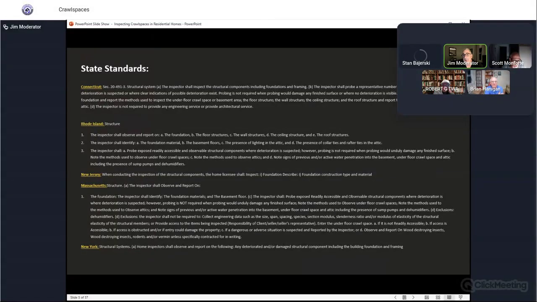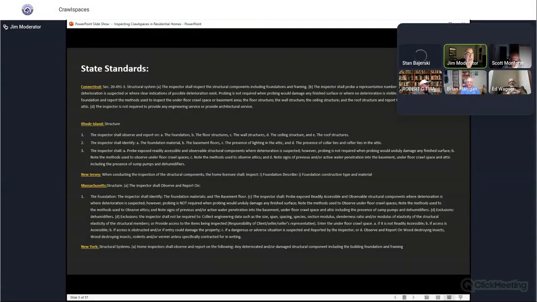So in Connecticut, it's a little weird. You go down, you're seeing a sill plate, you don't see any damage. Technically, you don't have to probe it. I personally probe it because the termite damage and water damage can be inside the wood and you can't see it. It could be from the other side, from the outside.